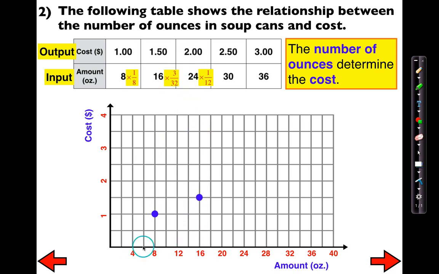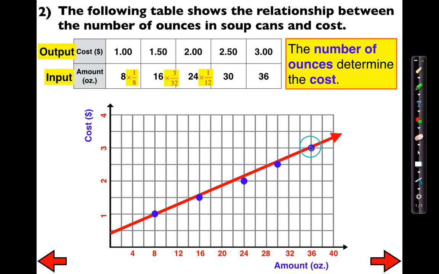Next is 24 ounces, which is $2. So we're going to go for 24 ounces. That's going to cost $2. Next is 30 ounces, which is $2.50. So we're going to go to 30 ounces, which is $2.50. And then 36 ounces, all the way over here, which is $3, which would be right there.